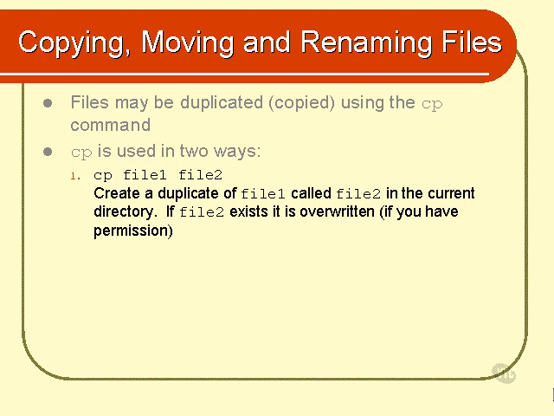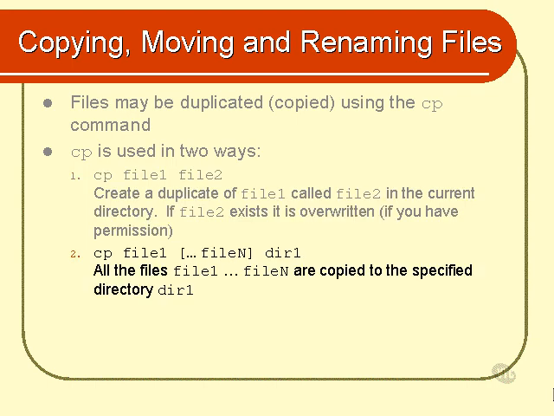Let's have a look at the other way in which copy can be used. You can copy a file, or in fact a series of files, to a directory. If the second of the arguments, or if you like the last of the arguments on the cp command line, is the name of a directory, then the files, file 1 to file n, there may only be one, but if there are many then that's fine as well, then all the files you specify before the name of the directory are copied into that directory. The names that they have are the same names that they had in their original directories. So let's look at an example of that.